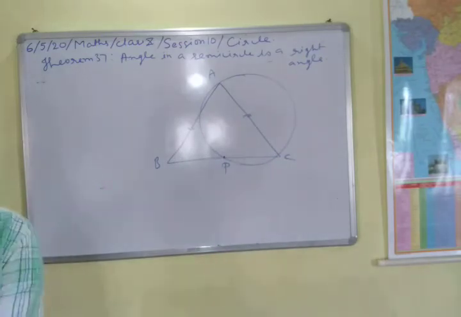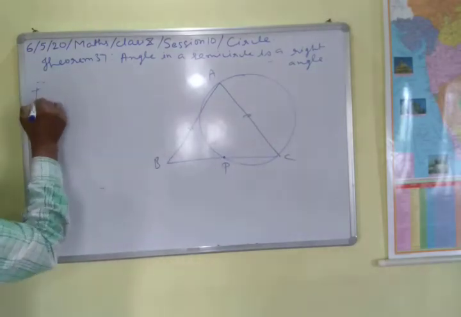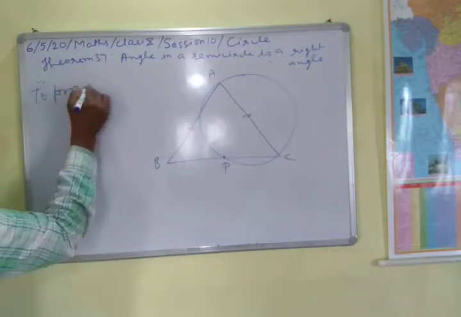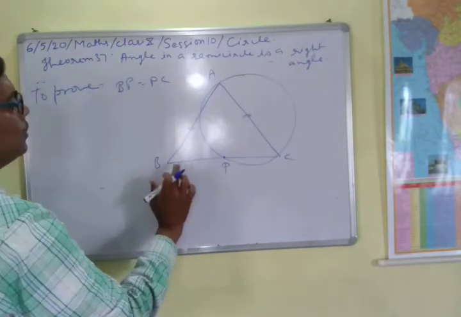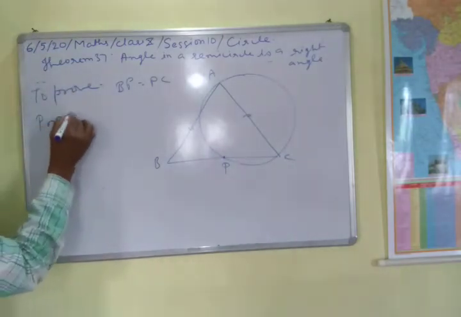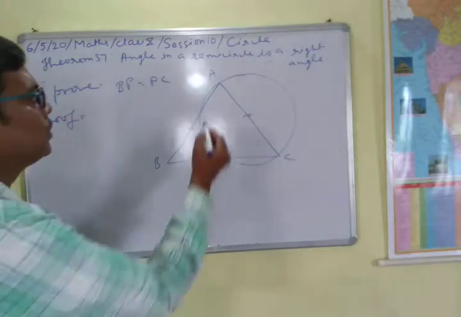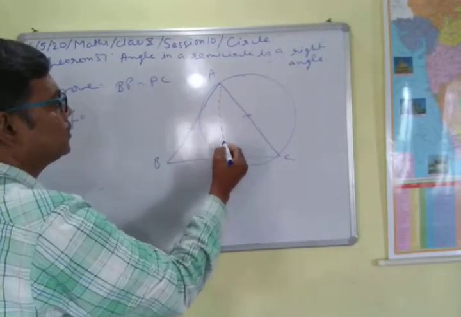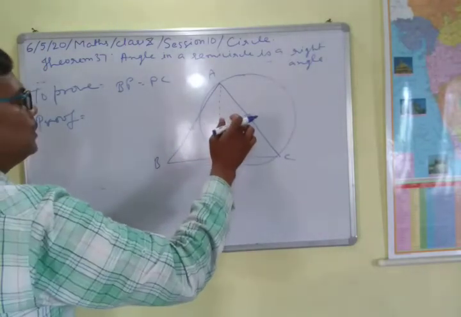and then we have to prove that BP equal to PC. In this case, we have to prove that this and this are equal. So how will it be done? Proof: here in this case, first join this. Now what do you see here in this case?